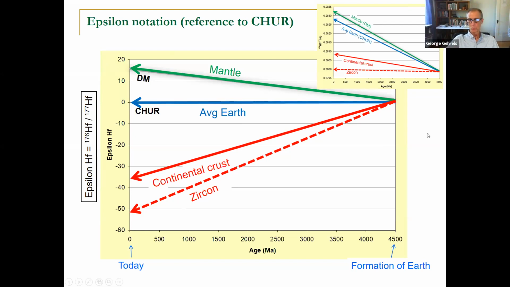So here's how the world would work in terms of this epsilon notation diagram. Here's the bulk silicate Earth, chondritic uniform reservoir (CHUR), trucking along through time, but it stays at 0 because that's the way we have set it. Whereas the mantle is going to move in the positive direction because lutetium is decaying to 176 hafnium. Continental crust is not going to increase as fast as CHUR. So on this diagram, it's going to have a negative slope, and here's zircon way down here. So that's our first bump in the road.